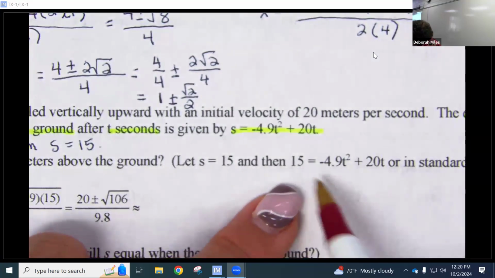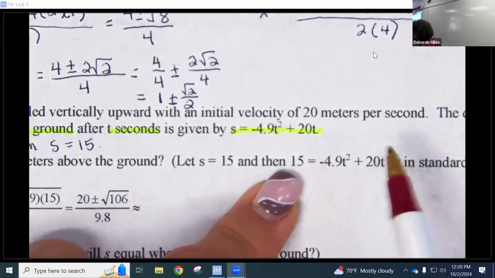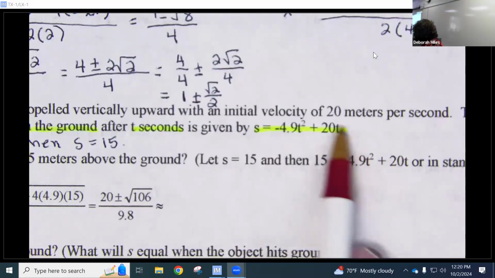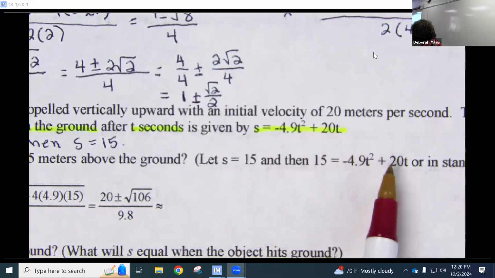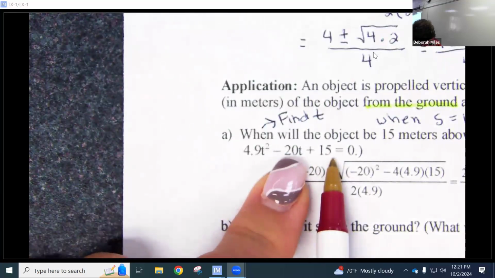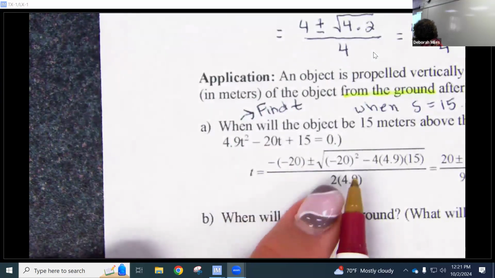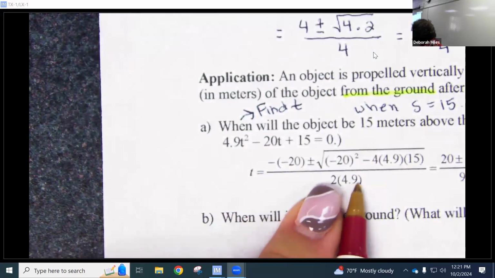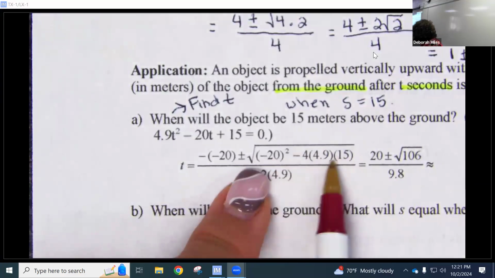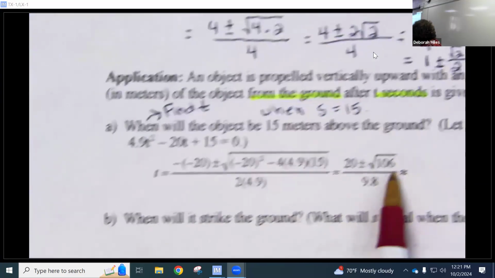To get it in standard form, I could subtract 15 from both sides. I chose to add the 4.9 T squared and subtract the 20 from both sides. That's what I have in standard form. And then I just extracted those numbers, plugged them into the quadratic formula, have one just like this in the homework. And under the radical, that all simplified to square root of 106.